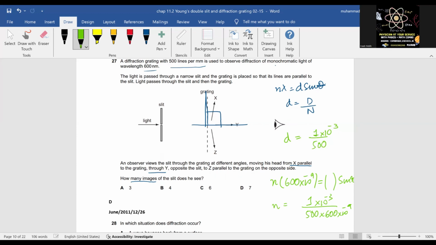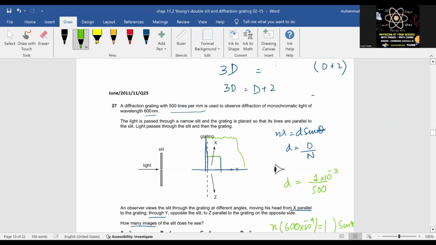3.3 आ रहा, 3.3, फाइन। तो क्या आंसर होगा आपके ख्याल में? नहीं, उसने कहा हाउ मेनी इमेजेस ऑफ द स्लिट डज ही सी। हमने एंगल कितना कंसिडर किया? 90 कंसिडर किया, सही। तो इसका मतलब है हमें यहाँ वाली साइड के इमेजेस पता चली, एंड दैट इज 3, ओके?